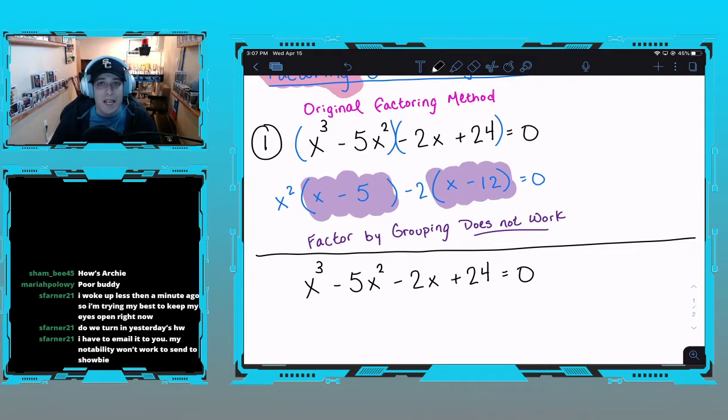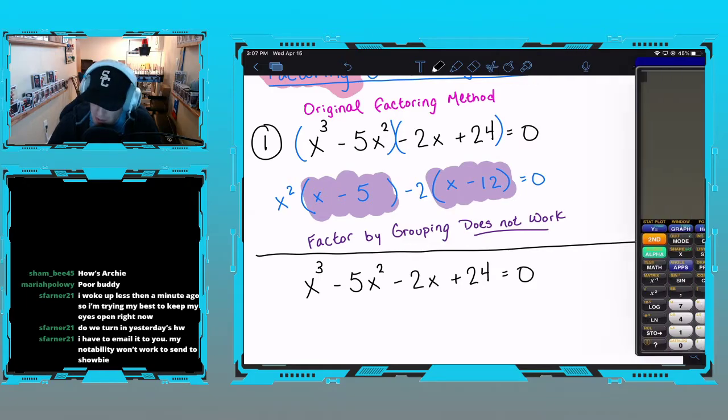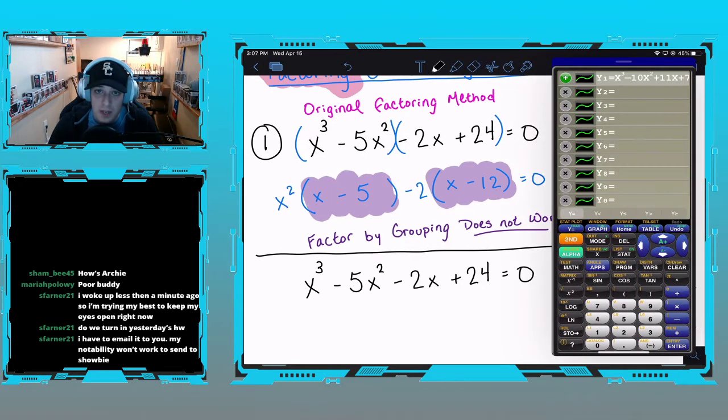So I kind of showed you guys how to find the solutions to this problem using your calculator. So what I'm going to do is I'm going to go into my calculator. I'm going to go into y equals. I'll clear out what I have in there. And I'm just going to type in this problem. I have x cubed minus 5x squared minus 2x plus 24.